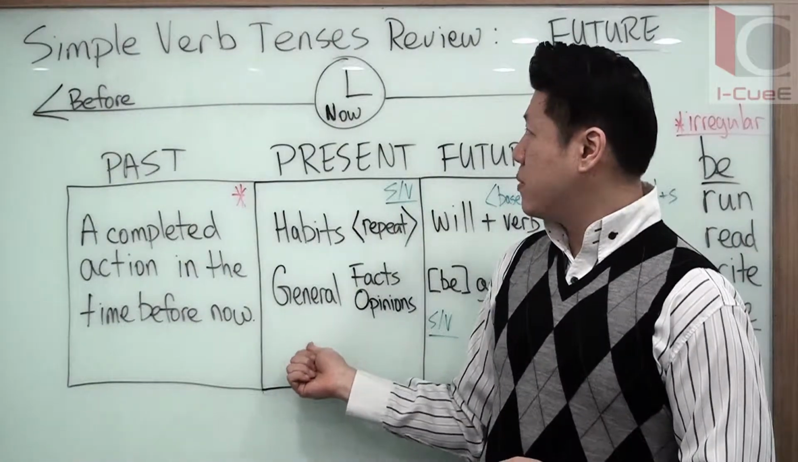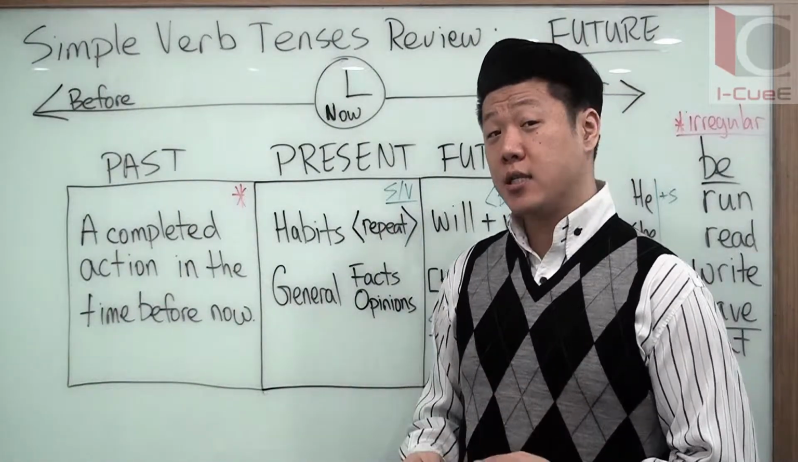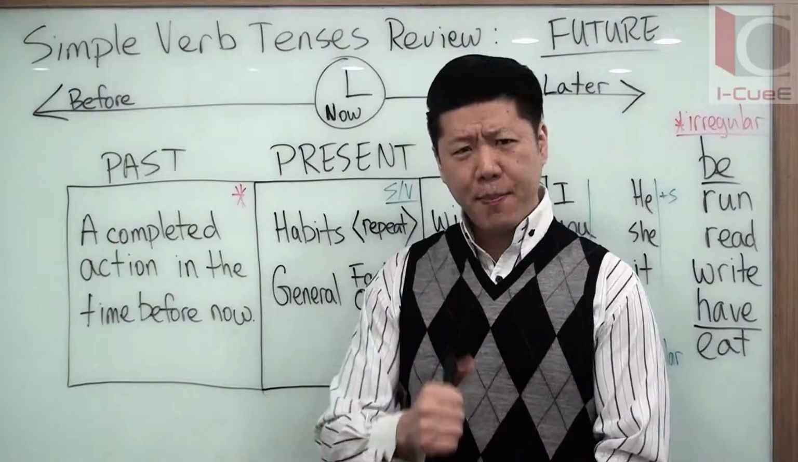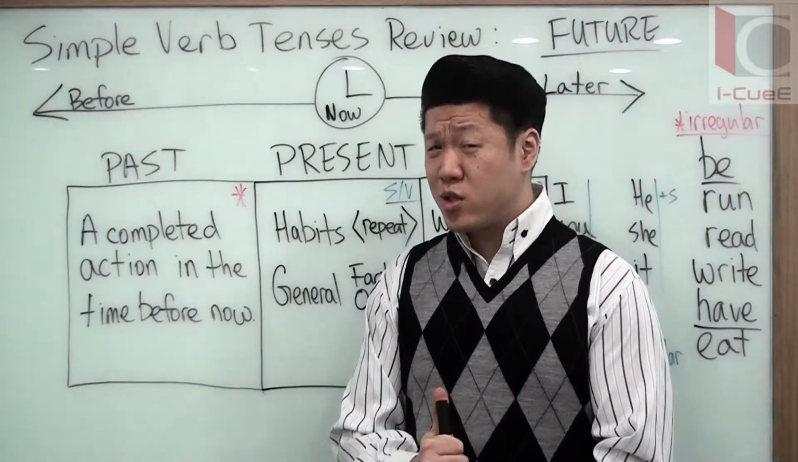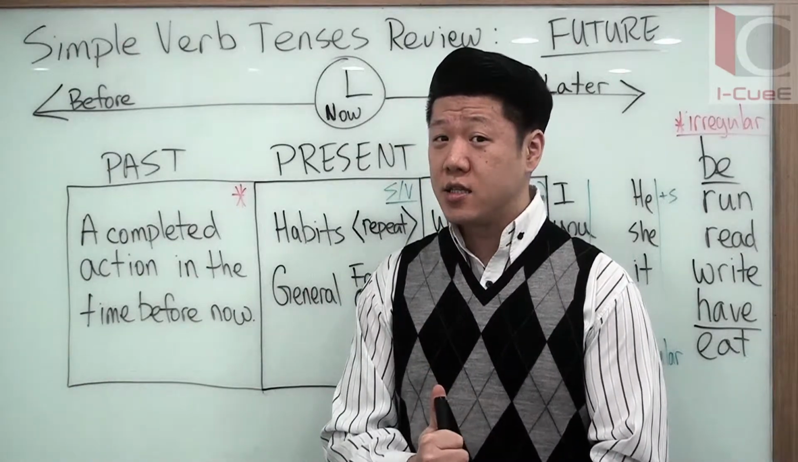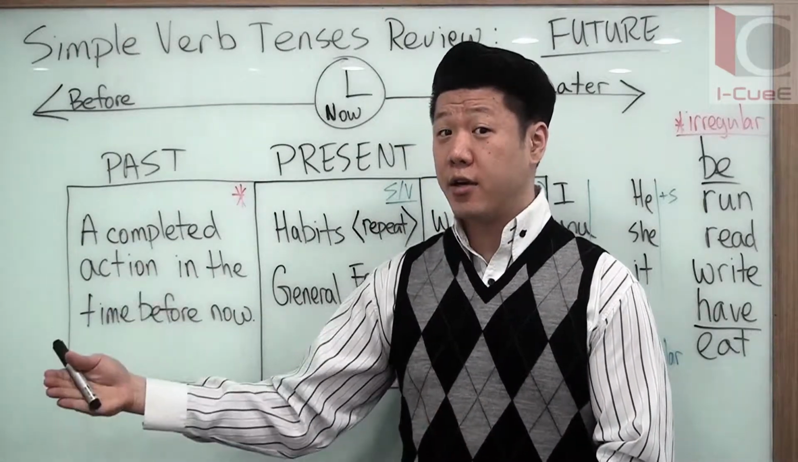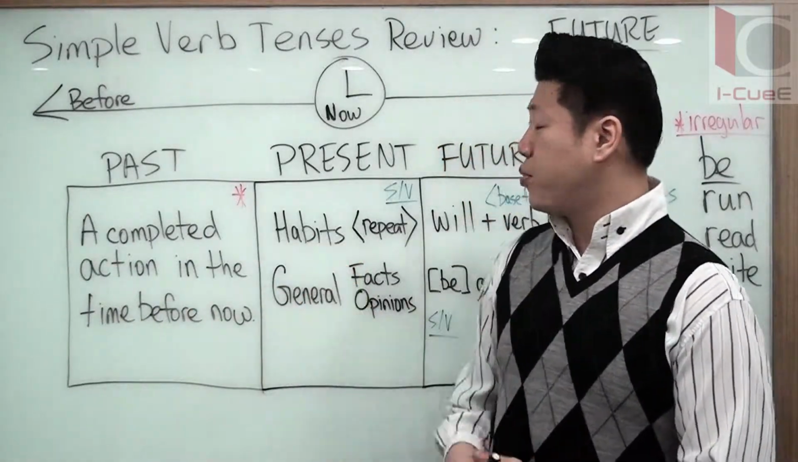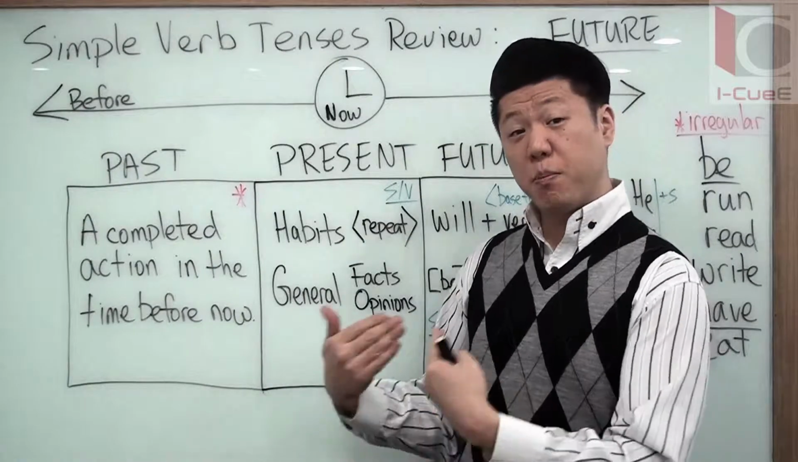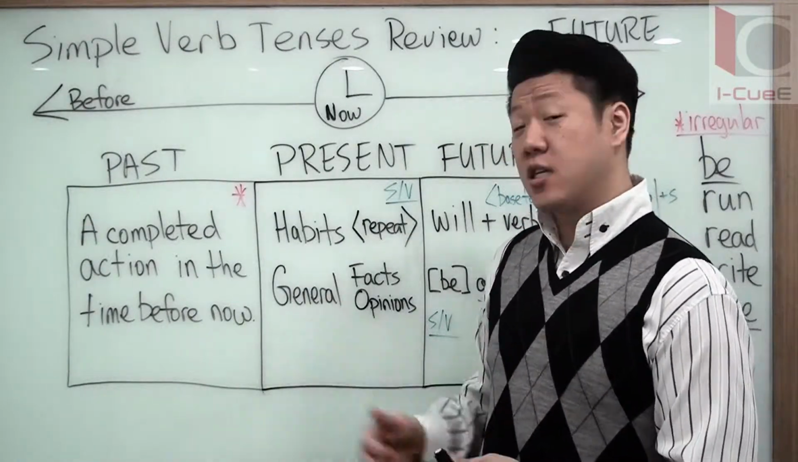So our last lesson was about the simple present tense. The simple present tense does not mean it is something that is happening right now. I know it sounds like it should, but that's actually the present progressive tense, which we'll talk about later. So what is the simple present? Simple present, we're talking about habits, things that you repeat, or general facts and opinions.